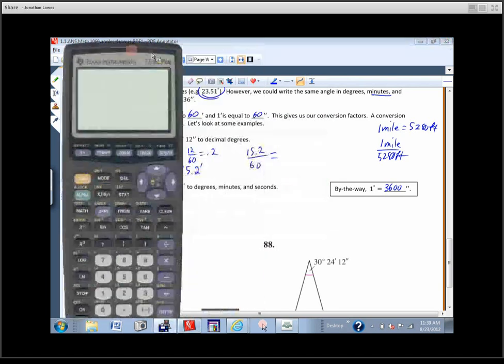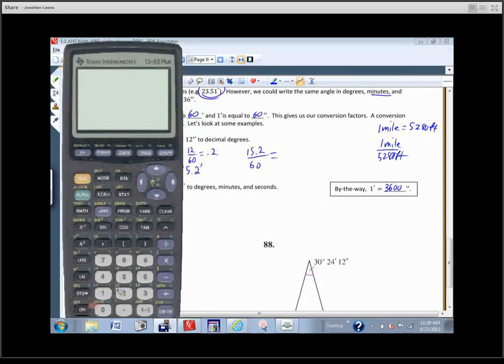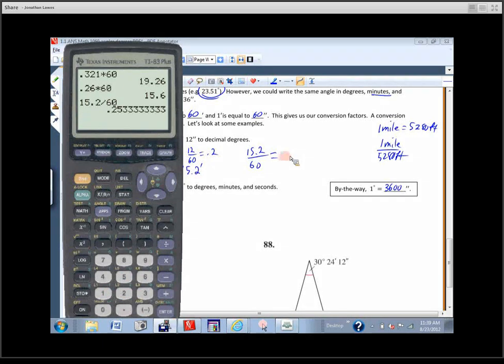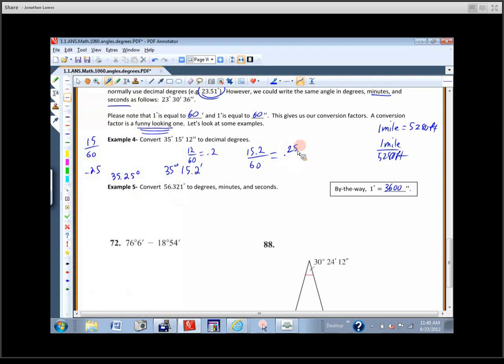And if we do 15.2 divided by 60, 0.253 repeated. So 0.253 repeating. So this in minutes is this in degrees. So the whole answer is 35.253 degrees. And that's going to repeat. Does that make sense? Okay.